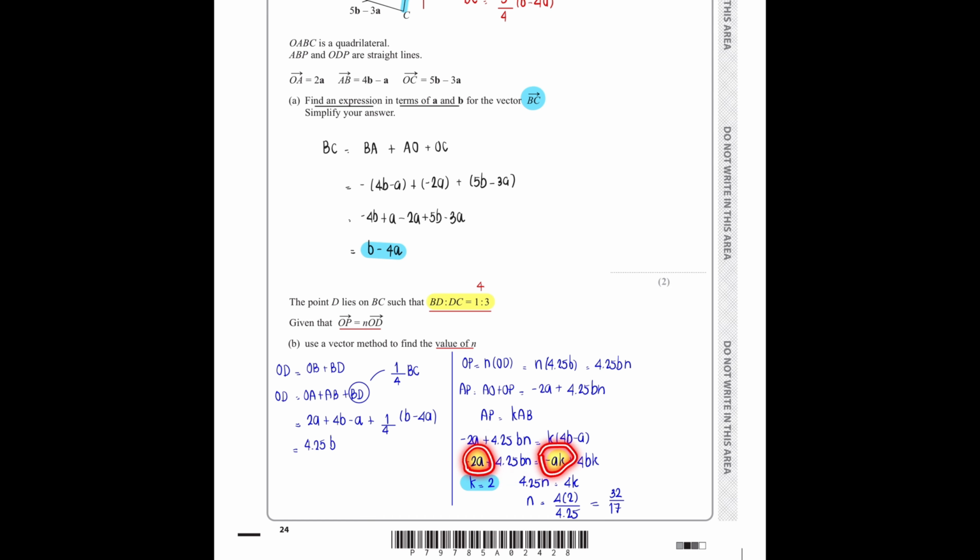So according to these two, we will have k equal to 2, and since we have 4.25b equal to 4k, right? So therefore n equal to 4 times 2, which is the value of k, and then divided by 4.25. So therefore n equal to 32 over 17.